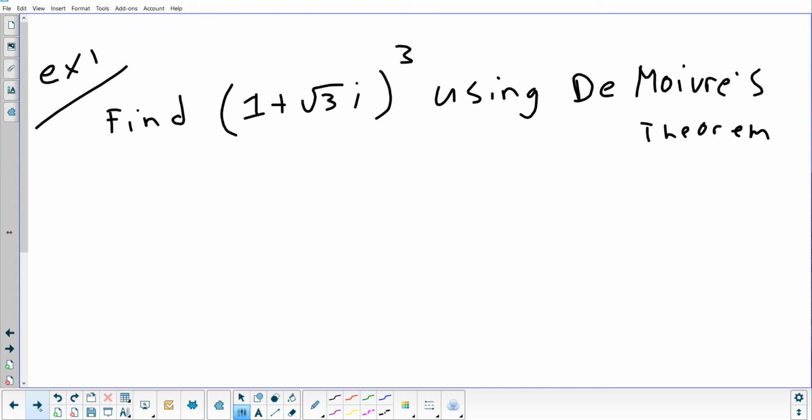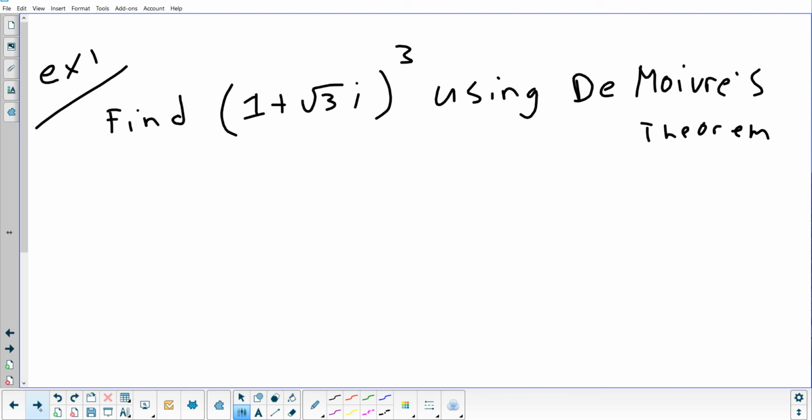All right, so let's try it on this one. It's kind of a borderline case whether or not using DeMoivre's theorem is really going to save you time because it's only to the third power. But that also means we're not going to have numbers that are too big. So it's a good one to start with.